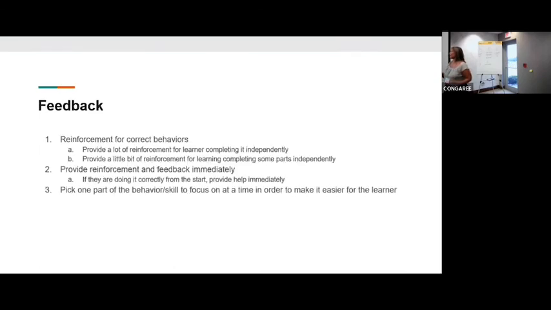And then the feedback, again, reinforcement for those correct behaviors. So we did have reinforcement throughout the rest of the steps, but they might be a little bit smaller because they were a lot of help. Now we can have the big reinforcer for that maybe independent rehearsal that student engaged in. We want to provide a lot of reinforcement for a learner maybe completing it independently, and maybe a little less for a learner completing some parts independently. So we want that reinforcer to match that behavior.